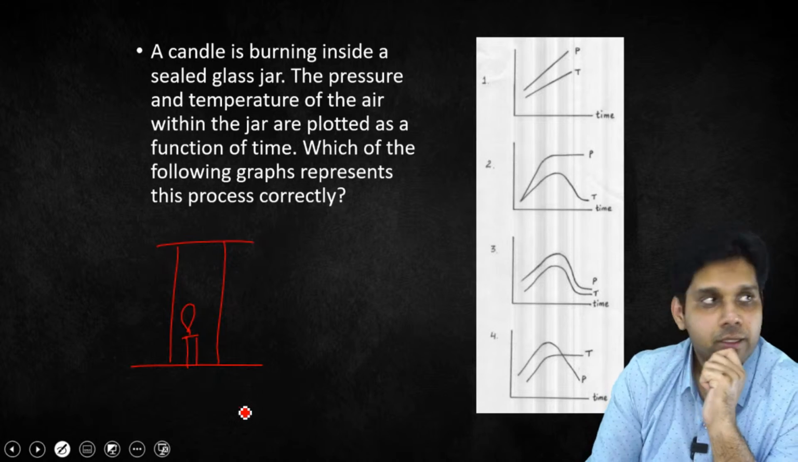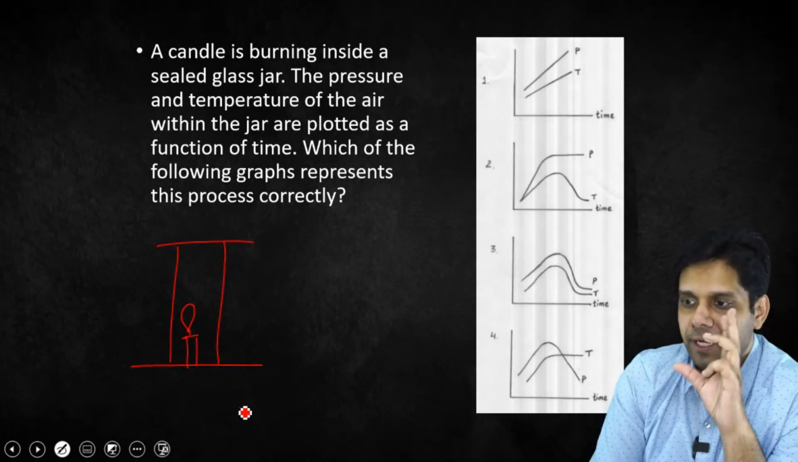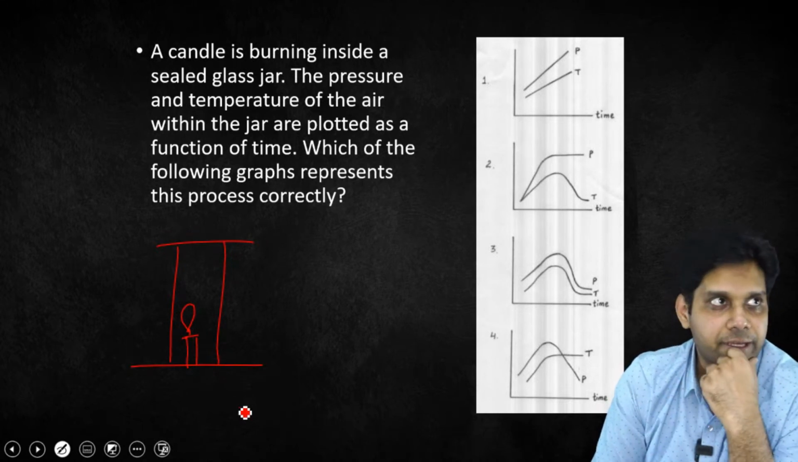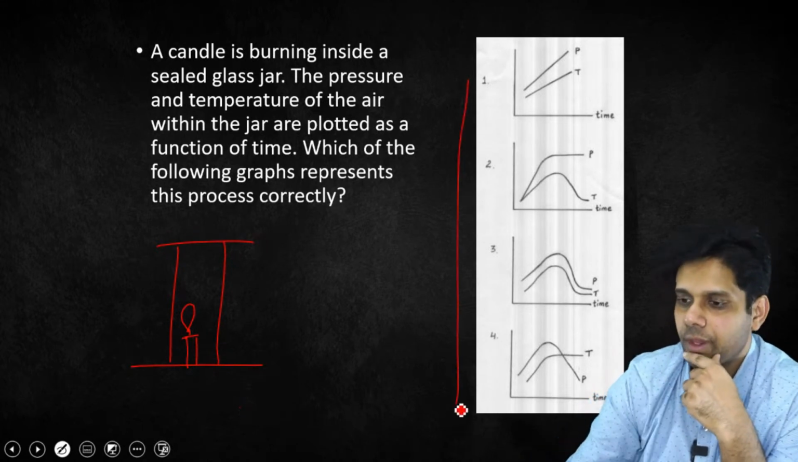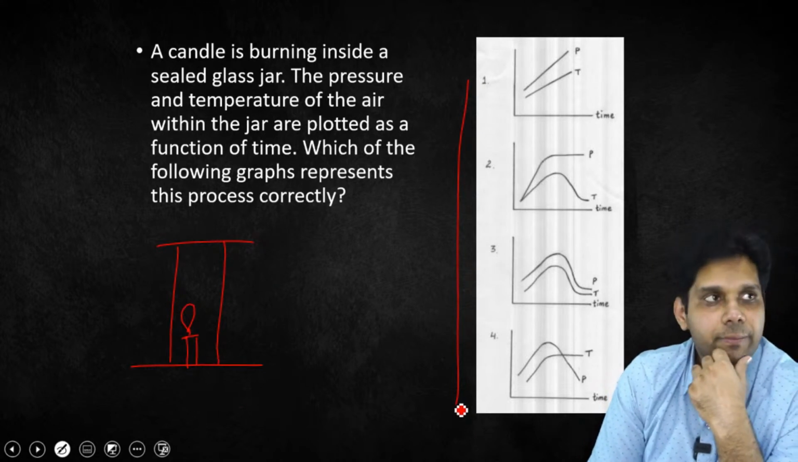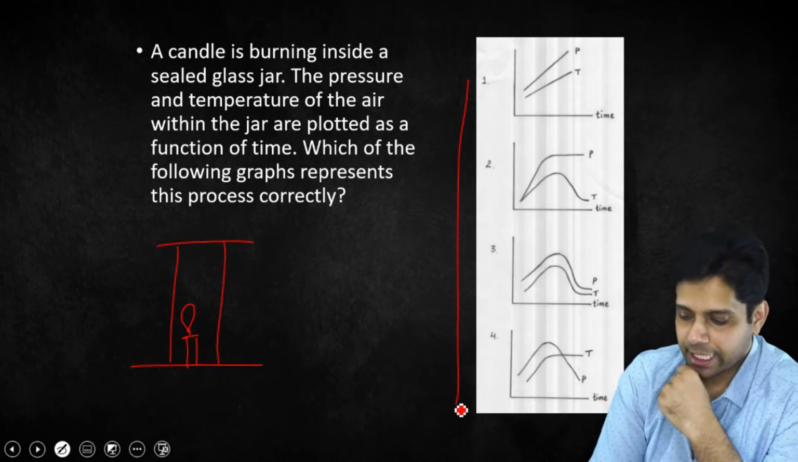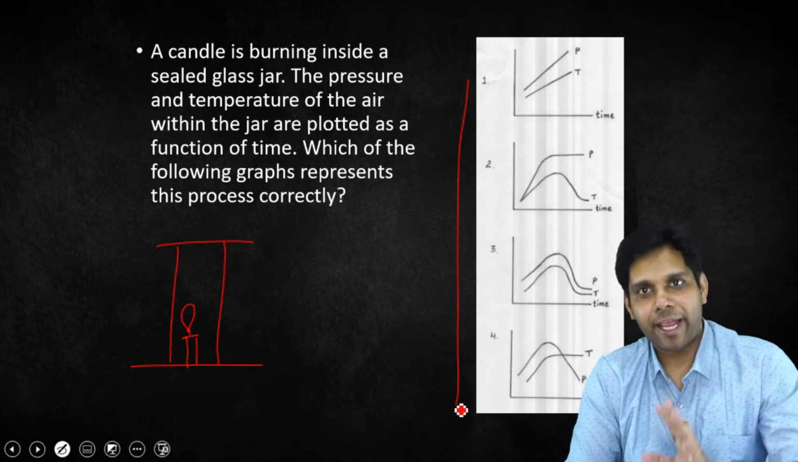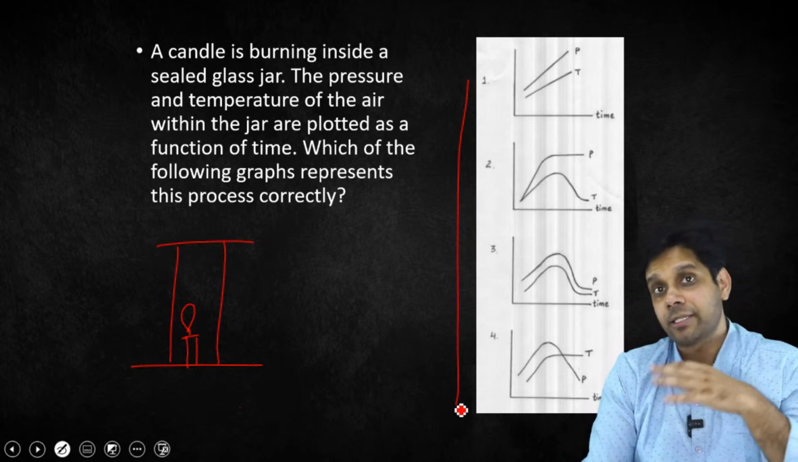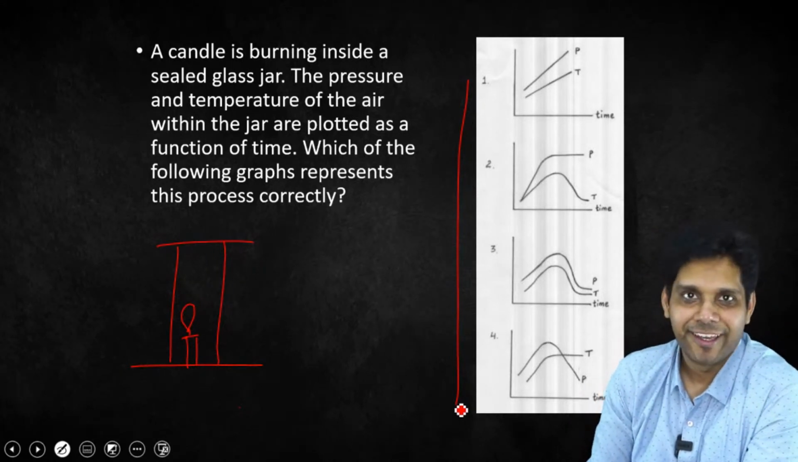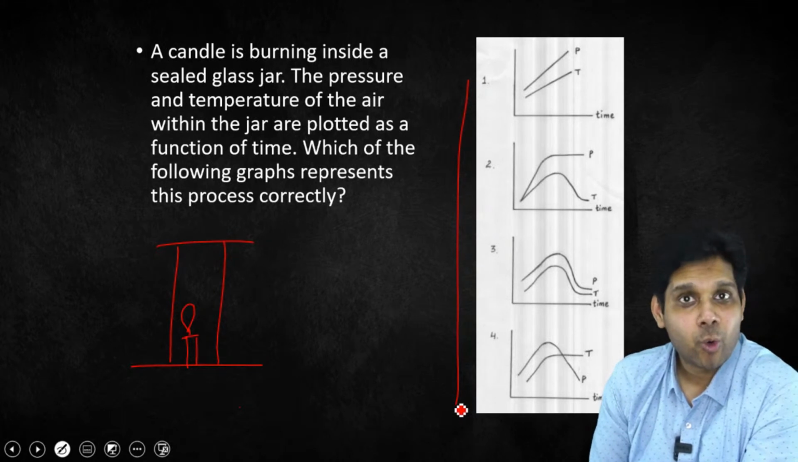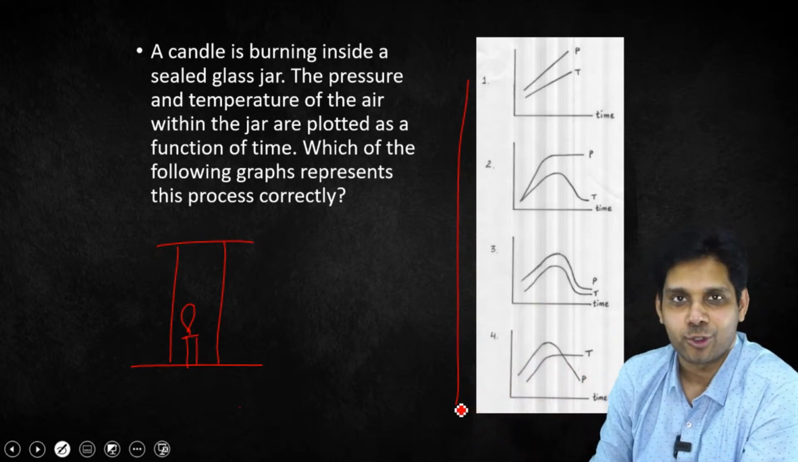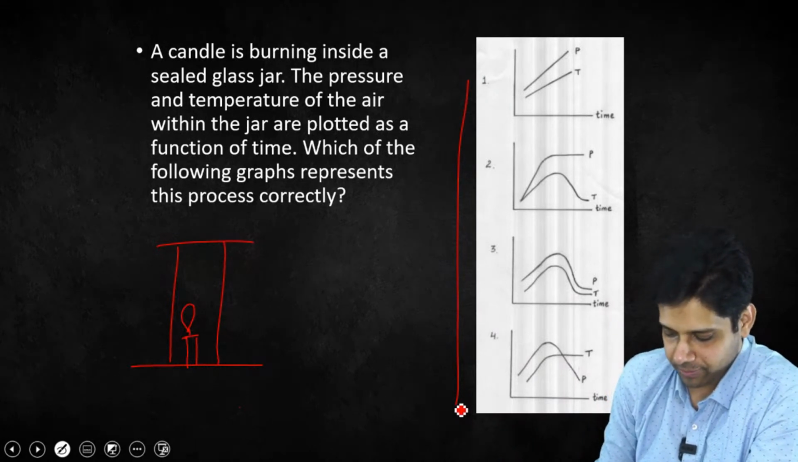Now the pressure and temperature of the air within the jar are plotted as a function of time, and the answer options are given here. Which of the following graphs represents the process correctly? Tell me, which one is the right answer? I actually saw this is one of the questions asked in 2011 CSIR, and many coaching institutes, including a lot of professors, wrote it wrong in their answer solution. So I want to know what will be your answer.